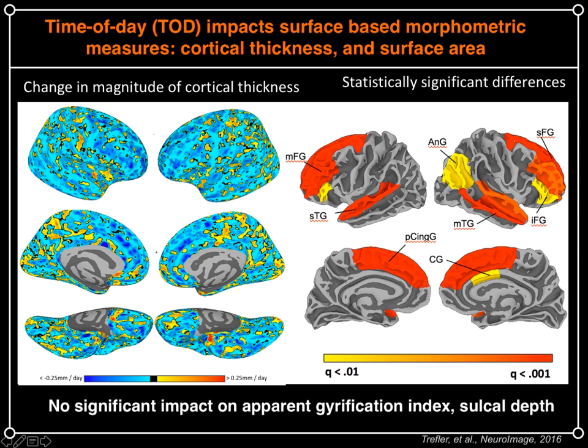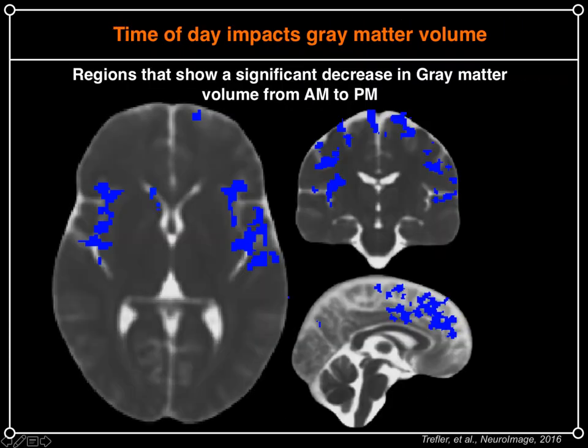Now, if you do the same analysis with the same data and use a voxel-based morphometry style and look at gray matter volume changes, again, without any training, you can see changes in gray matter volume in these brain regions, right? So what we've identified here is that a simple confound from AM to PM, there is a significant change in apparent brain volume or cortical thickness.